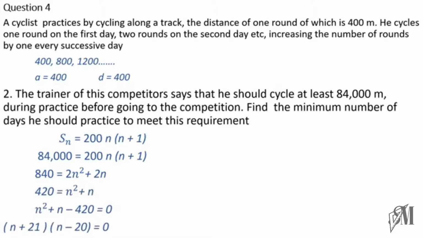Now this is a quadratic equation. So you know how to simplify quadratic equations. You have to factorize and then it gives you n is equal to 20 or minus 21. We know number of days cannot be negative. So he should practice for 20 days.